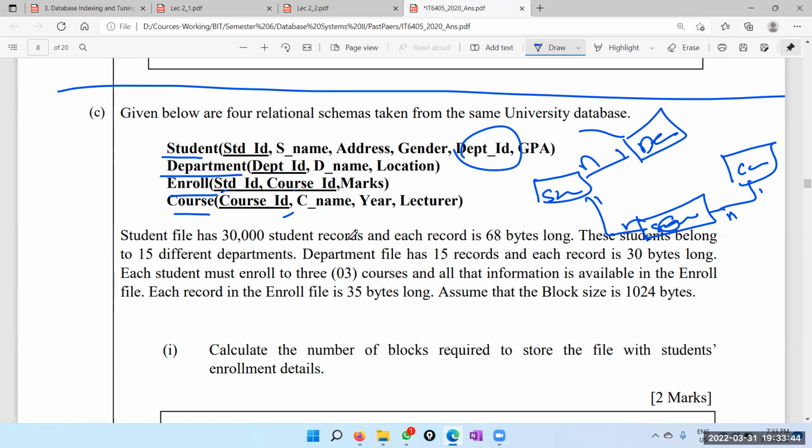The student file has 30,000 student records, and each record is 68 bytes long. The students belong to 15 different departments, so that means the department table has 15 records. Obviously, if there are 15 departments, there must be only 15 records in the department table, and each record is 30 bytes long. So here each record is 68 bytes, here 30 bytes and there are 15 records, but here there are 30,000 records.